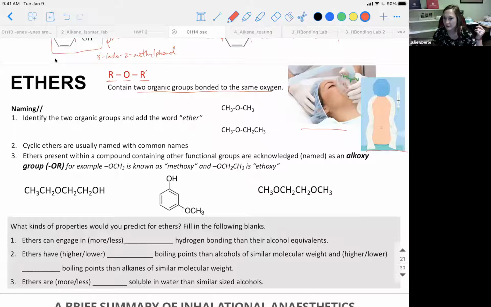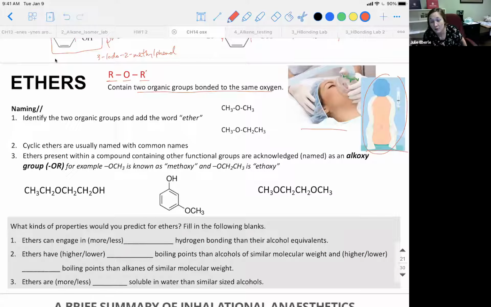Anybody ever had to have surgery done before? Been knocked out? Is it an epidural? One is an epidural. This is a picture of an epidural. Praise God for epidurals, and then anesthesia.